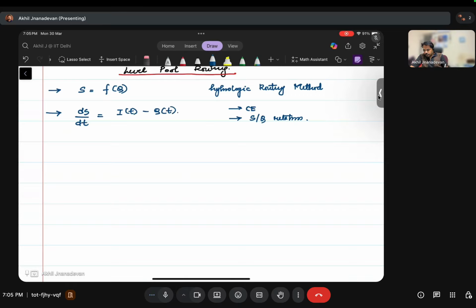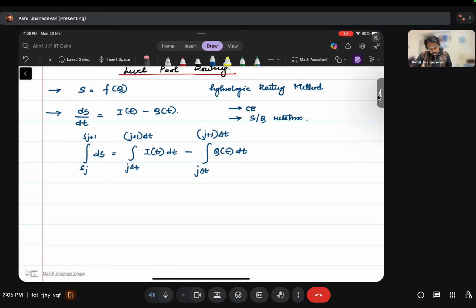Then if you try to integrate this, that is, the integral from Sj to Sj plus 1 of ds is equal to the integral from j delta t to j plus 1 delta t, the time interval, of I(t) dt minus the integral of Q(t) dt from j delta t to j plus 1 delta t. So this is the continuity equation.